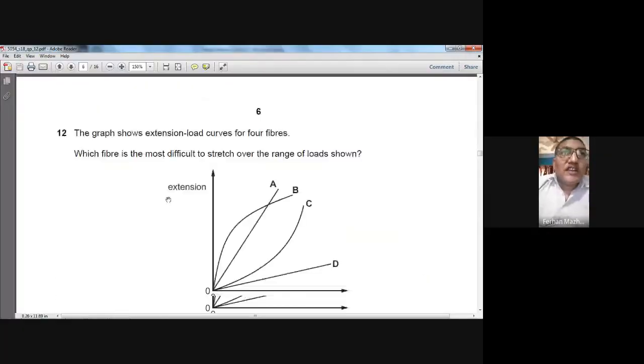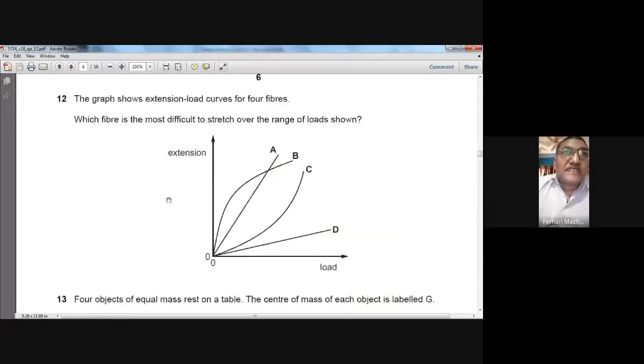Okay. On your screen, we have question number 12. The graph shows extension load curves for 4 fibers. Which fiber is the most difficult to stretch over the range of loads shown? Okay, so these are graphs. Here we have extension and here we have load.